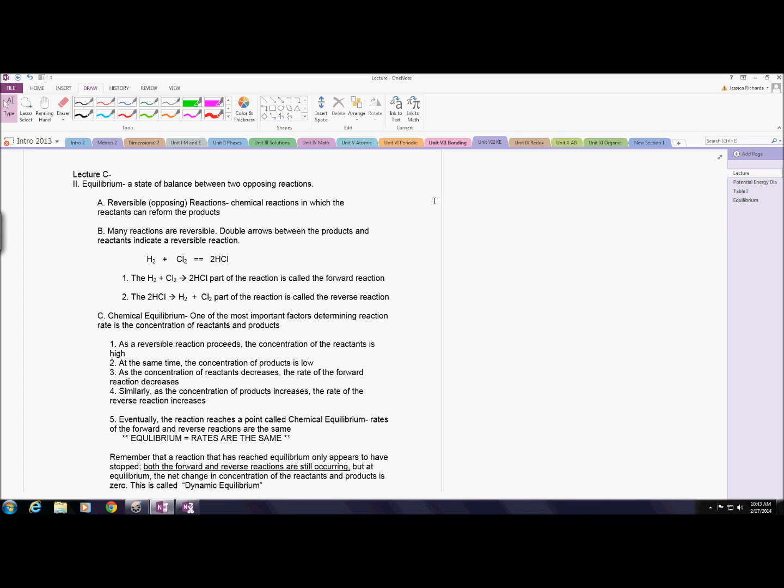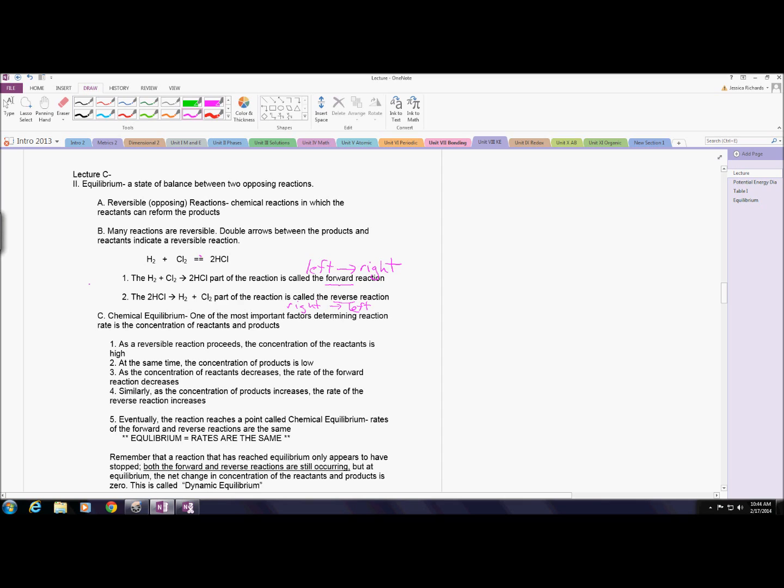So let's talk about what types of reactions can reach equilibrium. The first step is they have to be reversible. So a reversible reaction means that both the forward and reverse reactions can happen. Forward and reverse are just what they sound like. We read from left to right. So when you read a reaction, as you go from left to right, that's called the forward reaction. And then right to left would be opposite of the way we read, so that's the reverse reaction.